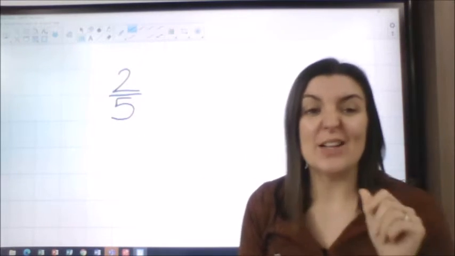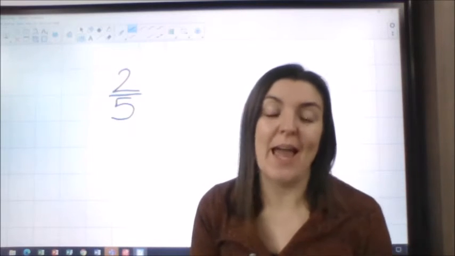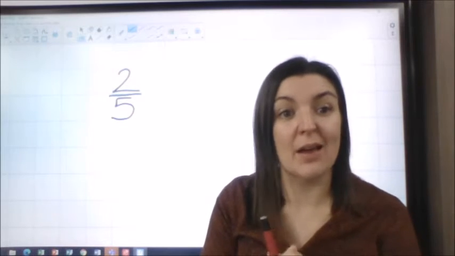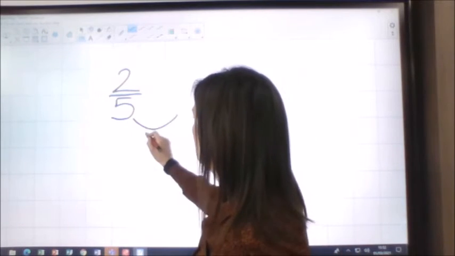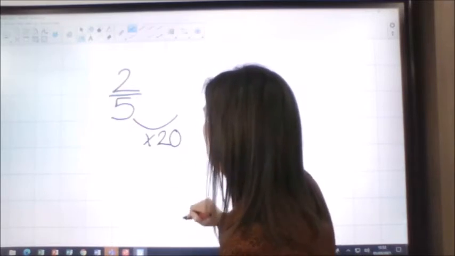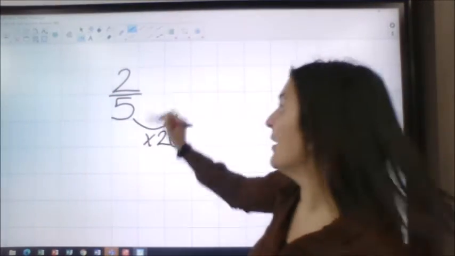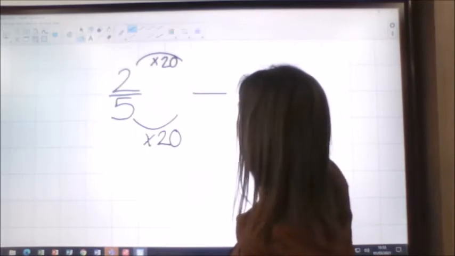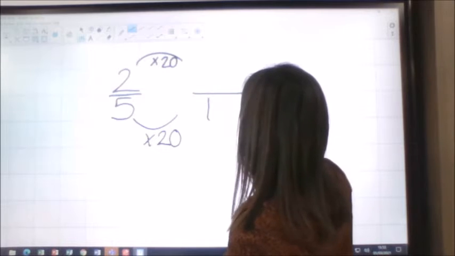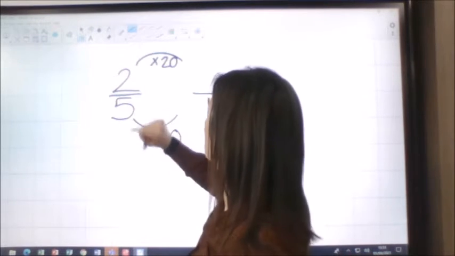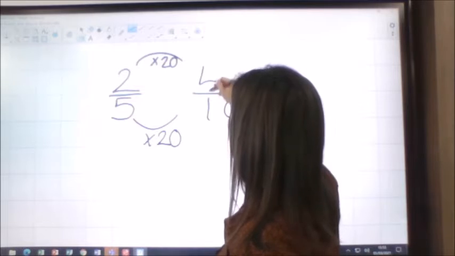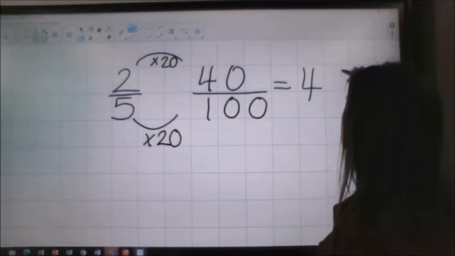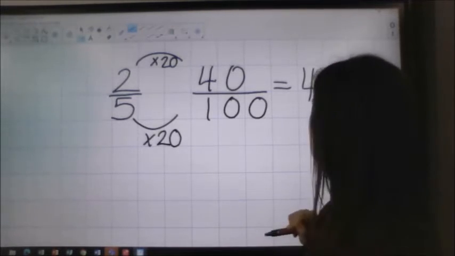Now I know that I'd do 5 times 2 to get 10. So 5 times 20, because it's 10 times bigger, would be 100. So multiplied by 20. Now, if I've done that to the denominator, I've got to do the same to the numerator. So 5 times 20 is 100. And then 2 times 20, so 2 times 2 is 4, plus my 0, that would be 40. So now I've got it out of 100, it would be 40%.